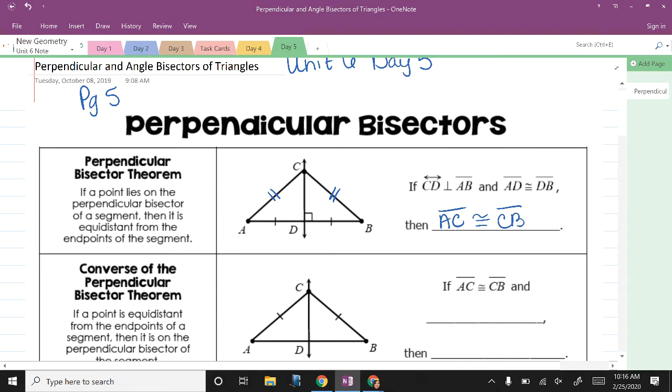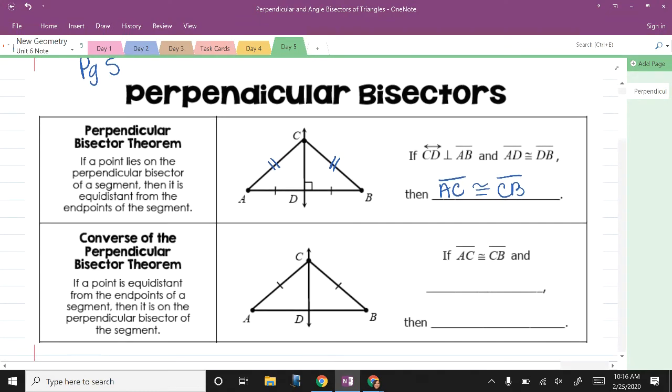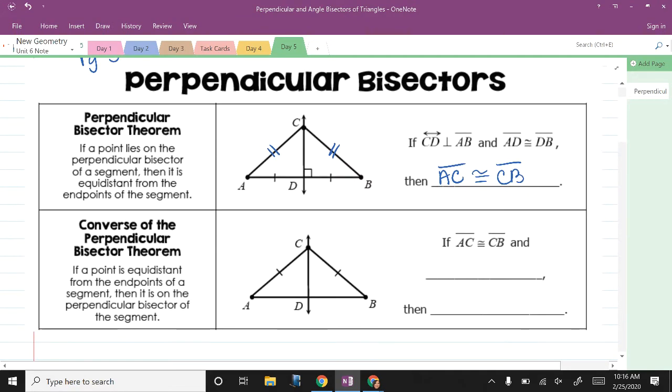So if I have a perpendicular bisector that bisects a segment into two congruent parts, then a point on that perpendicular bisector is equidistant from the two ends of the segment. All right, so then we also have a converse theorem to the perpendicular bisector theorem. Remember what a converse theorem does? It swaps the order of the hypothesis and the conclusion.